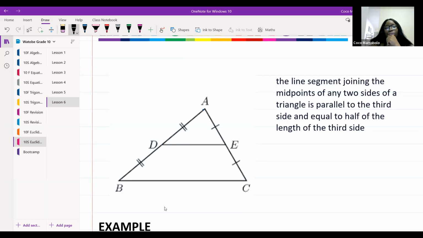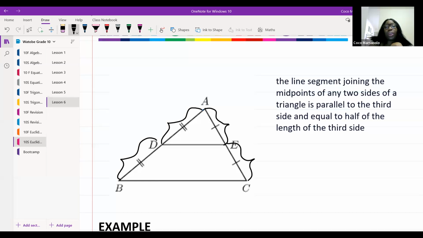That's the side AB and AC equal to each other. Good. So AE and EC will be equal to each other. Good. What about AD and DB? Oh, they're also equal. Good. They'll also be equal to each other.